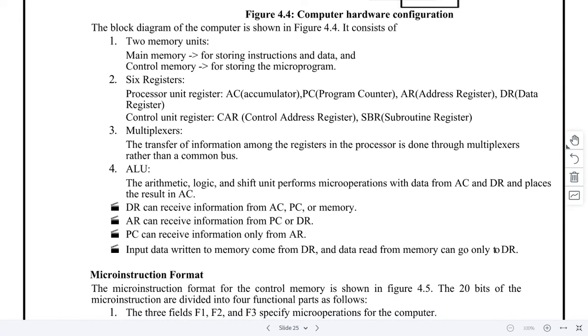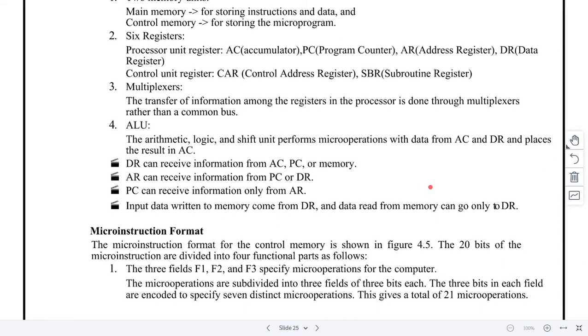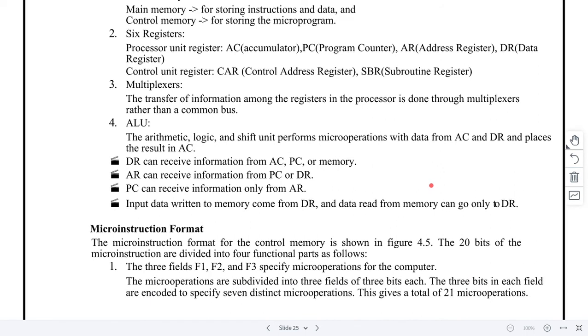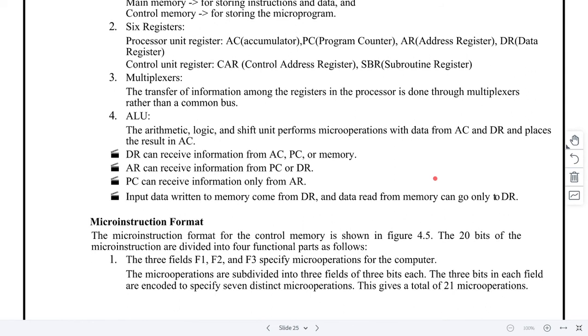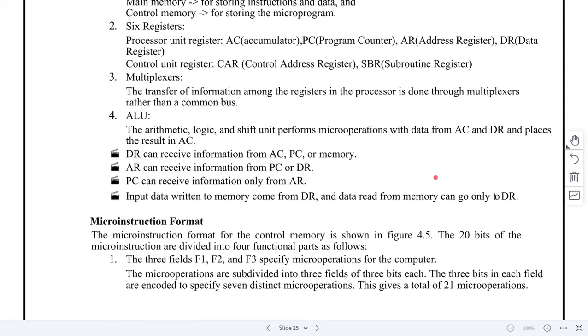The ALU consists of an arithmetic logic and shift unit that performs micro operations with the data from accumulator and DR and places the result in accumulator. DR can receive information from the AC, PC or memory. AC means accumulator, and DR means data register. The data register can receive information from three ways: from the AC, PC and memory.